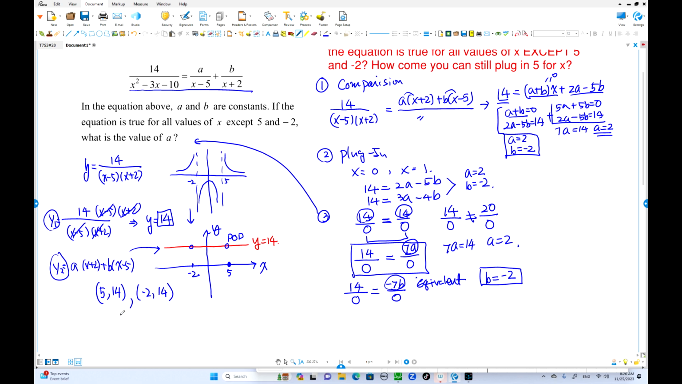Okay? So you can use this one. Using the POD, we can find the value of a. When x is 5, y is 14. So 14 equals, when x is 5, it's 7a plus 0, right? That must be equal. So 7a equals 14, a equals 2. Okay, this is a physical description, a physical meaning there.